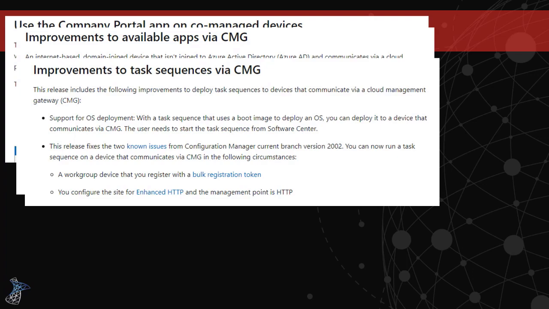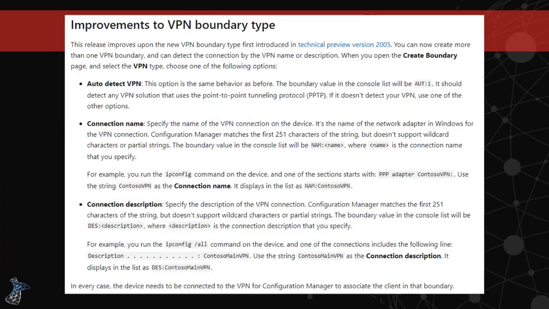Yeah, I would say within the pre-questions, we probably had at least about 10 questions around task sequences over the internet with CMG. So definitely some good improvements there. Okay. The VPN boundary? Yeah, VPN boundary.